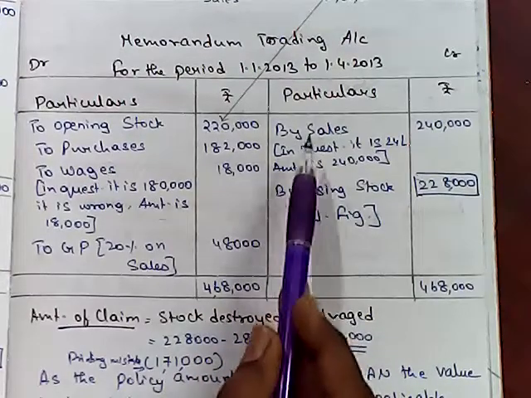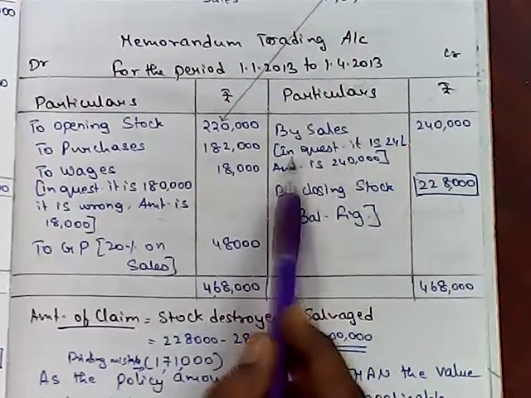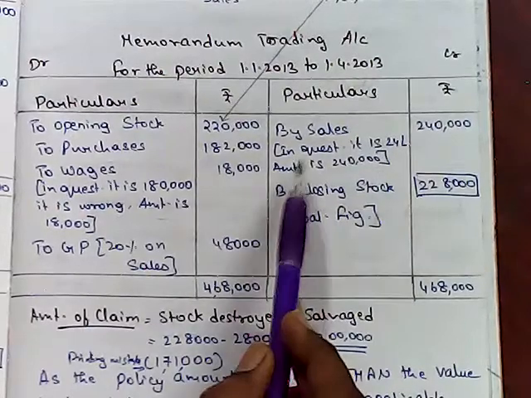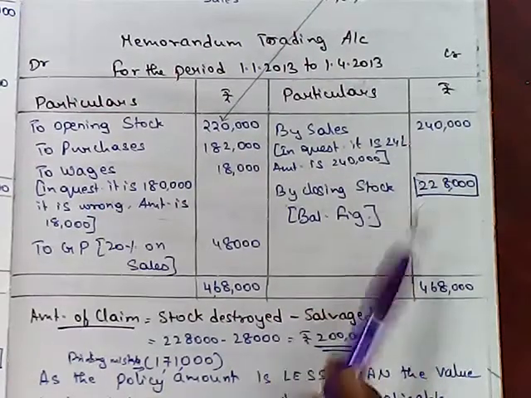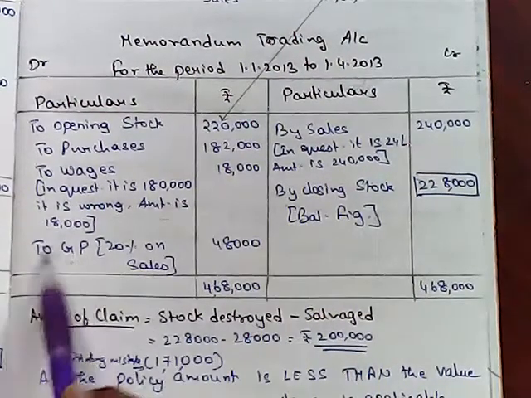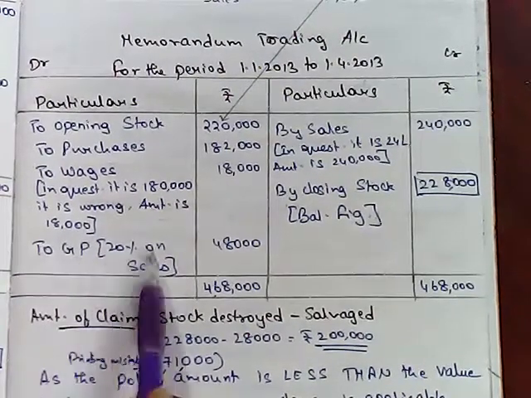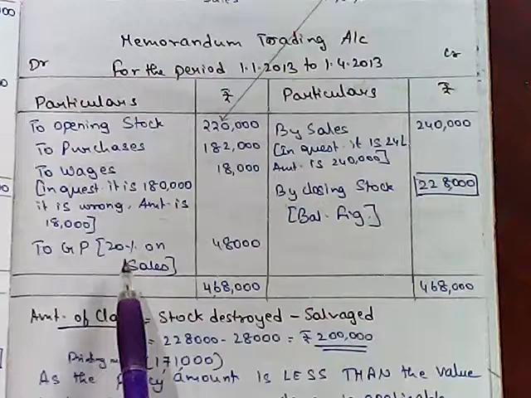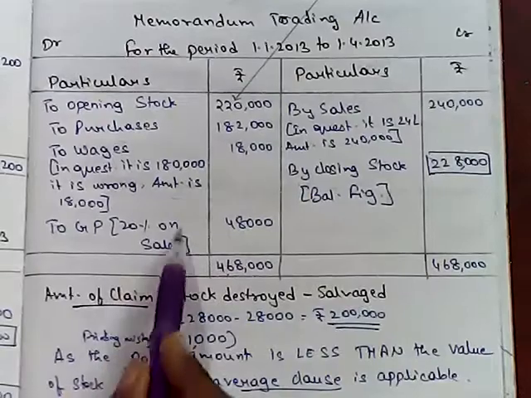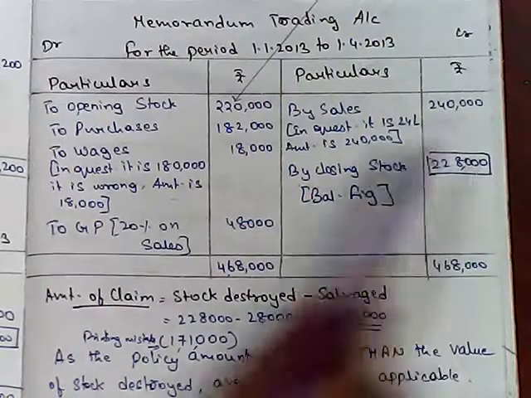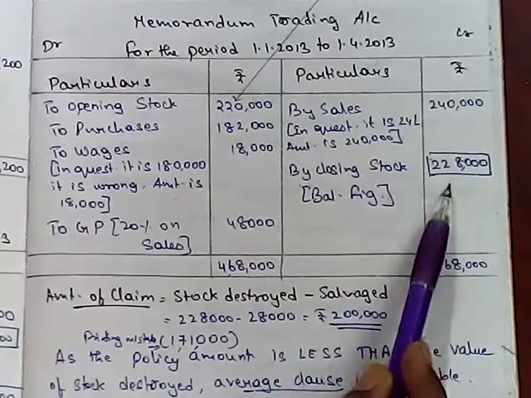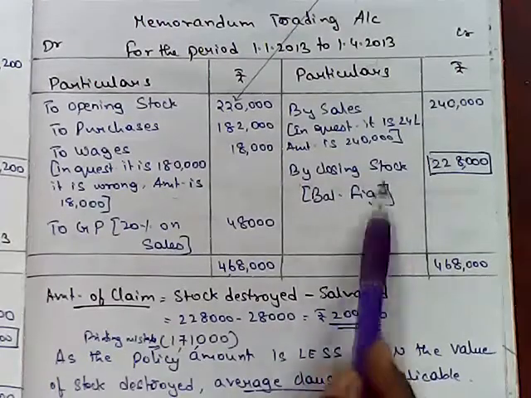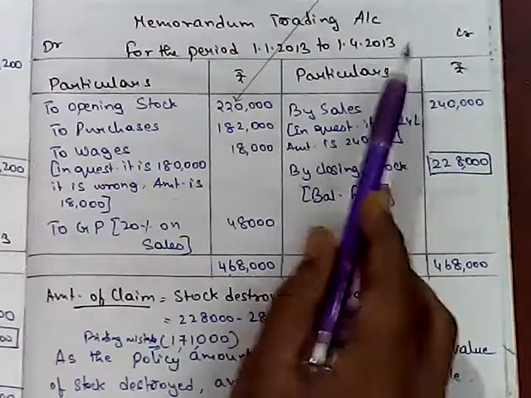Now by sales, this is also wrong in the material. In the question it is 24 lakhs, but the amount is only 2,40,000. This is again a printing mistake, so it is 2,40,000. So to gross profit, which is 20% on sales, because we have calculated the rate of gross profit here as 20%. So 20% on sales amount of 2,40,000 is 48,000. Therefore the balancing figure comes on the credit side, which is called closing stock. So this is our value of stock lost as on date of fire.